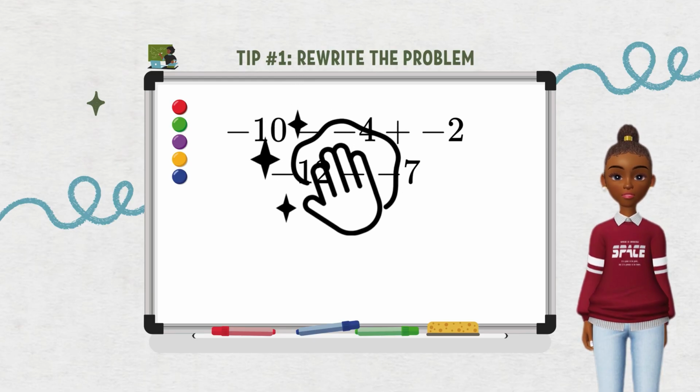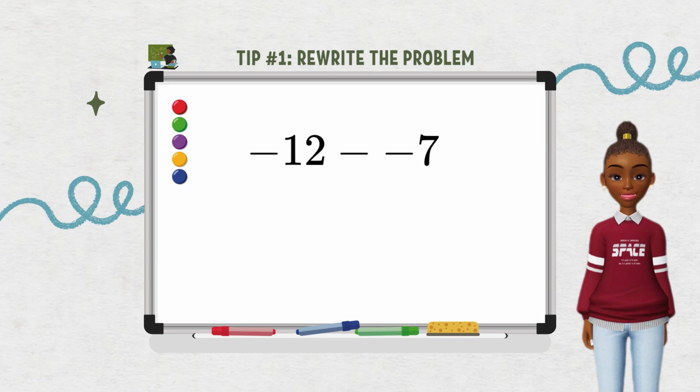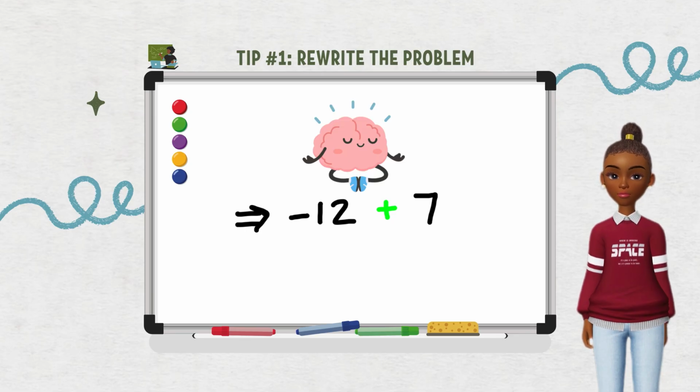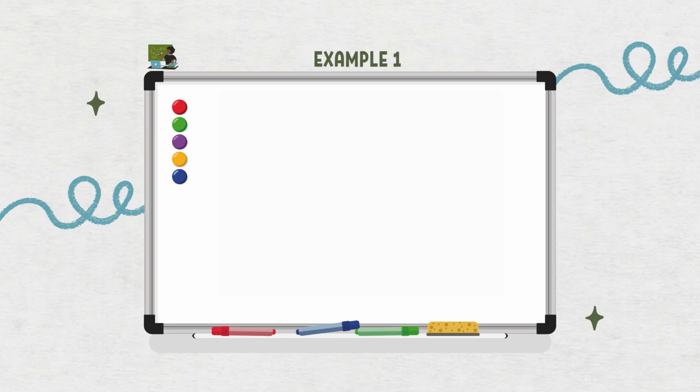For example, negative 12 minus negative 7. Instead of trying to solve it this way, let's rewrite it first. So that's going to make negative 12 plus 7. And that's why we needed to know our multiplication rules before we started. That's the same problem, just written in a cleaner way. Anytime you see subtraction, especially subtraction of a negative, rewriting the problem is always going to save you.